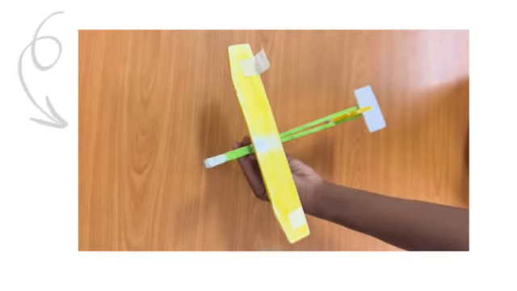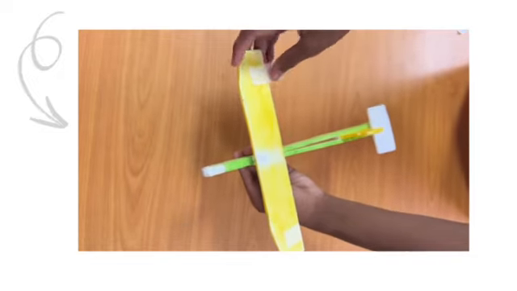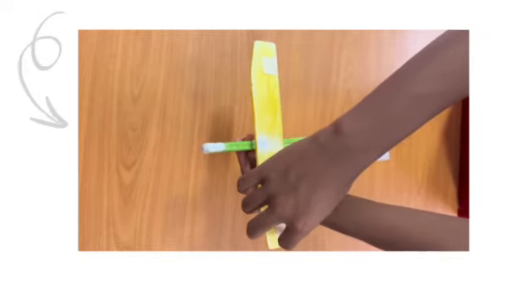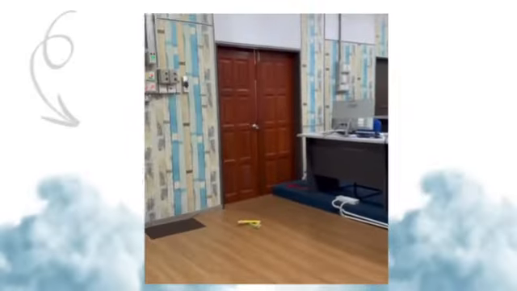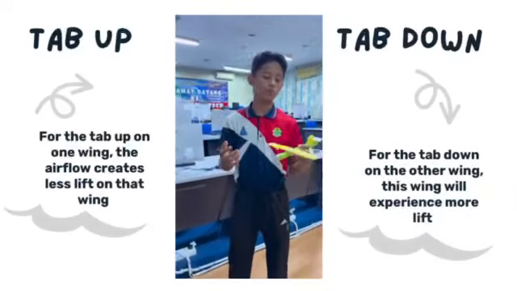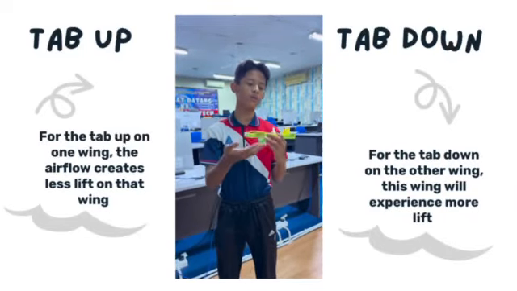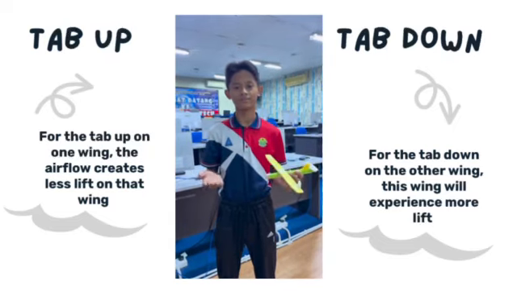Now, let's see what happens if we reverse the ailerons. Now, when you reverse the ailerons, the glider will roll in the opposite direction. So, the wing with the tab up will drop, and the wing with the tab down will rise, making the glider roll to the left.